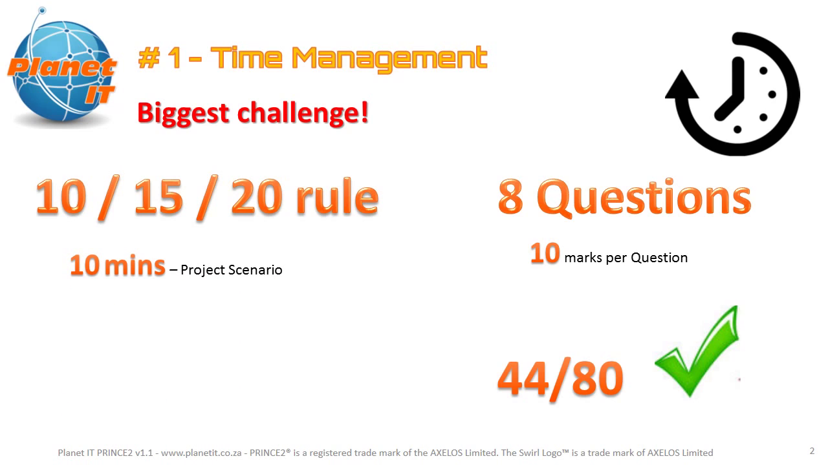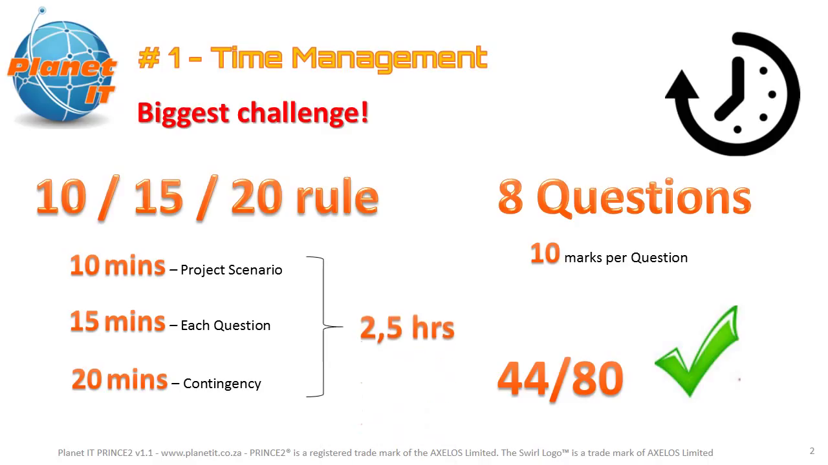Take the first 10 minutes of your exam and study your project scenario and learn as much as possible. After that, you have 15 minutes to spend on each question, and that will still leave you with 20 minutes of contingency time at the end. All of this, of course, adding up to the allotted 2.5 hours for your exam.